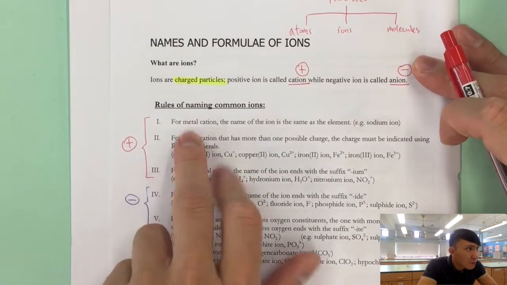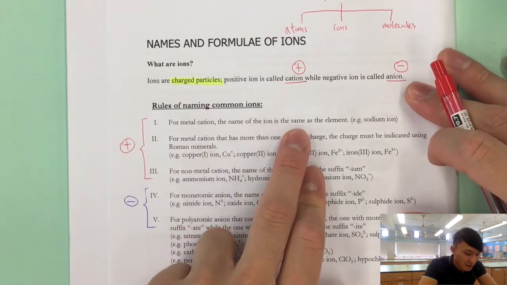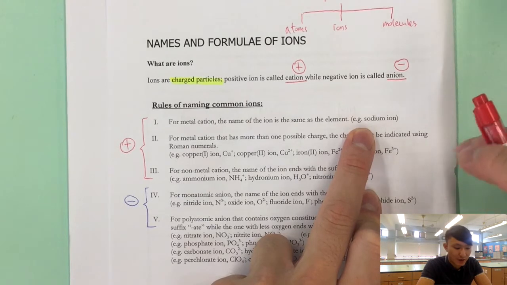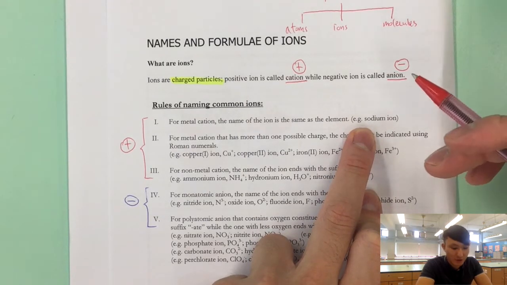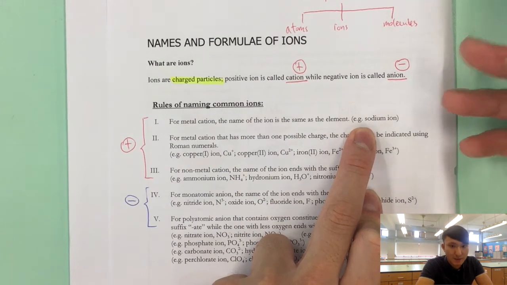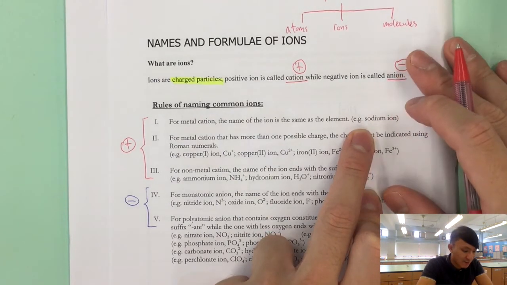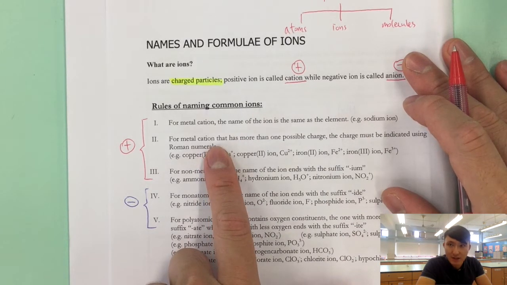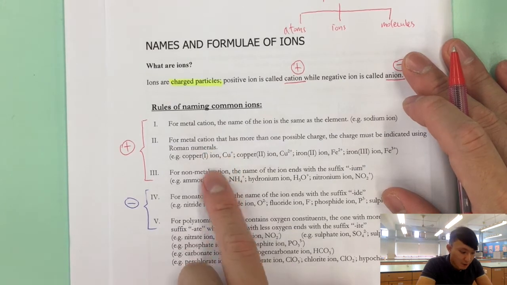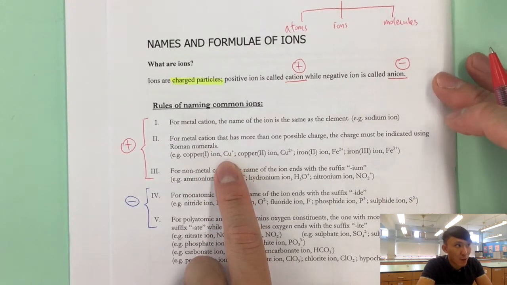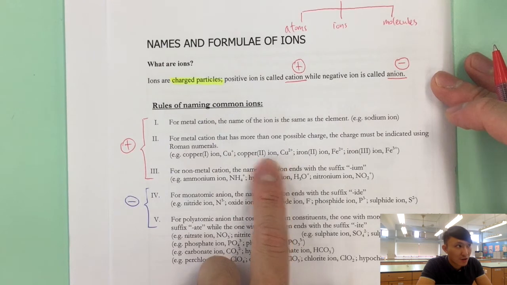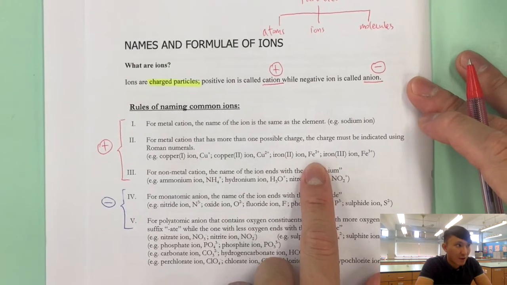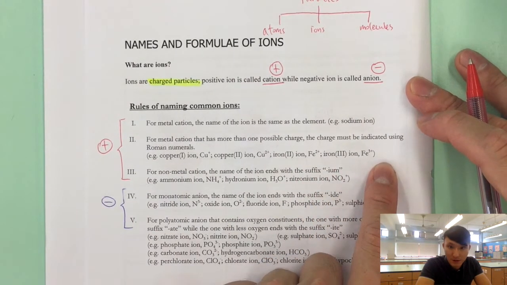Now, for positive ions, the name of the ion is the same as the element. Okay? Very simple. So if you have an ion formed from sodium metal, then it is called sodium ion. Okay, magnesium, then magnesium ion. Just like that. Okay? Now here, for some metal cation, they could have different charges. For example, for copper, it can form copper 1 ion, copper 2 ion, with 1 plus and 2 plus respectively. For iron, we can have Fe2 plus and Fe3 plus.